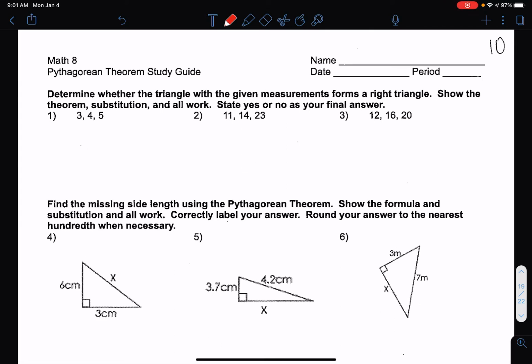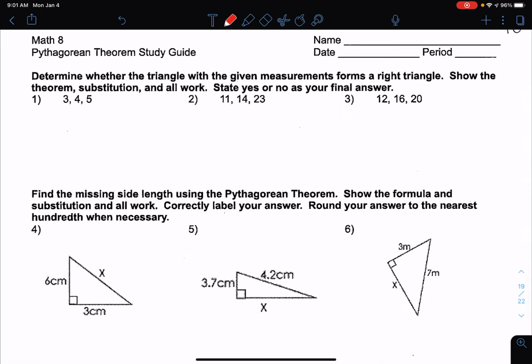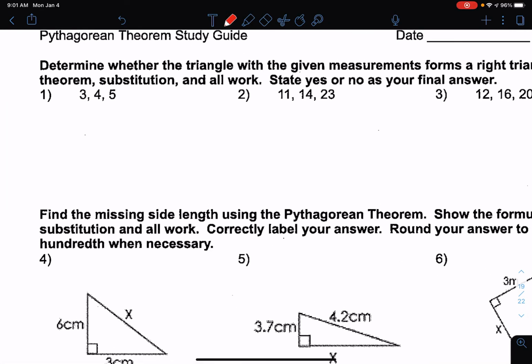So here's a study guide, looking at the very first question. It says, determine whether the triangle with the given measurements form a right triangle. Show the theorem, substitution, and all work, and state yes or no as your final answer. Okay, so I'm looking at number 1, and they want me to figure out if the values that are given to me are going to give me a right triangle.